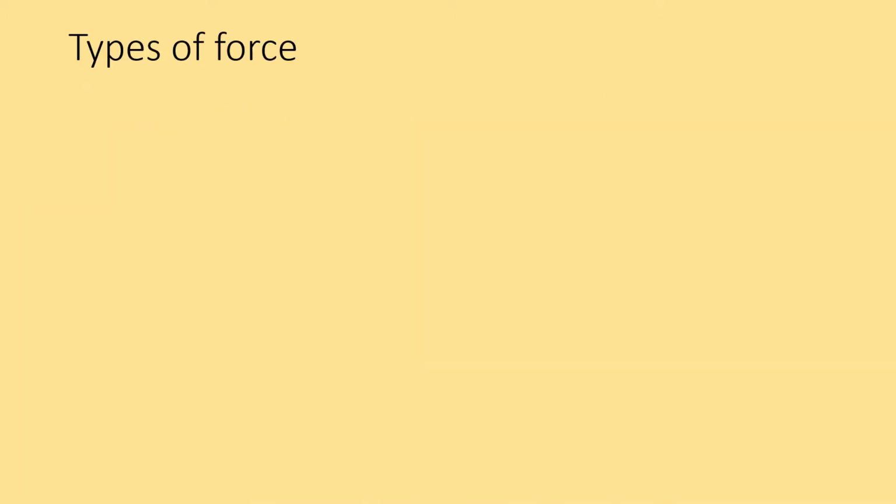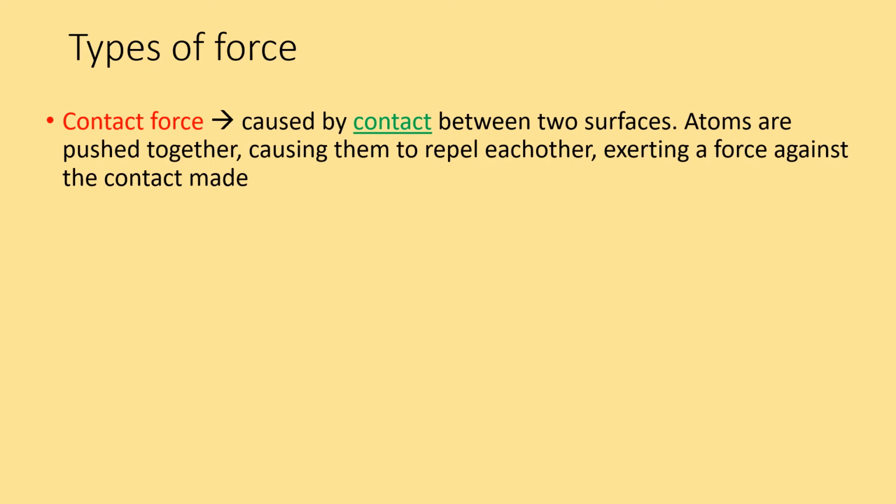All right, let's quickly remind ourselves what we mean by a force, and let's talk about some of the types of force that we're going to encounter in this lesson. The first one is a contact force. This is nice and easy. This is any force caused by contact between two surfaces. This is where atoms are compressed together and the electrostatic repulsion pushes them back apart again. And this gives us a force. This is the contact force.